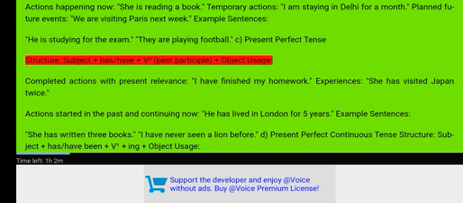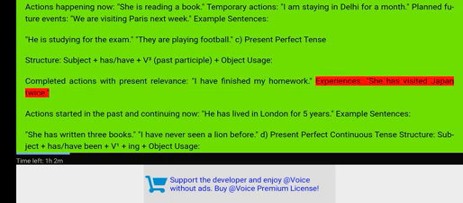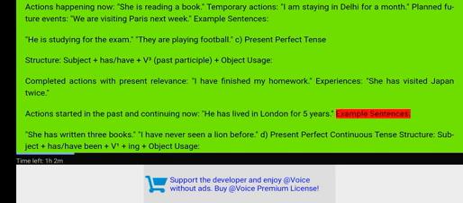C. Present perfect tense. Structure: subject plus has, have plus V3, past participle plus object. Usage. Completed actions with present relevance: I have finished my homework. Experiences: she has visited Japan twice. Actions started in the past and continuing now: he has lived in London for 5 years. Example sentences. She has written 3 books. I have never seen a lion before.